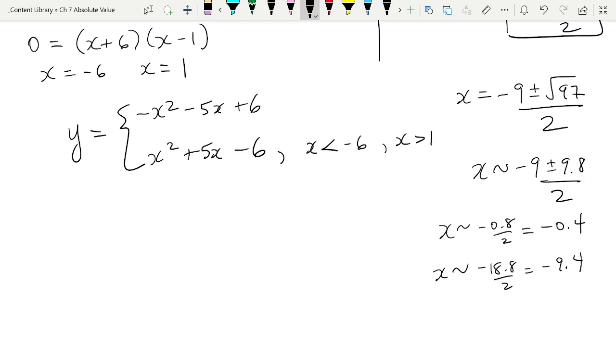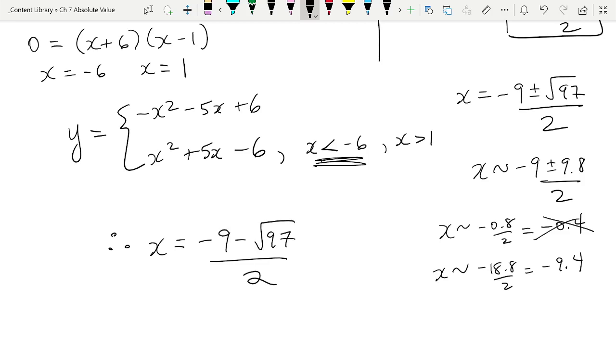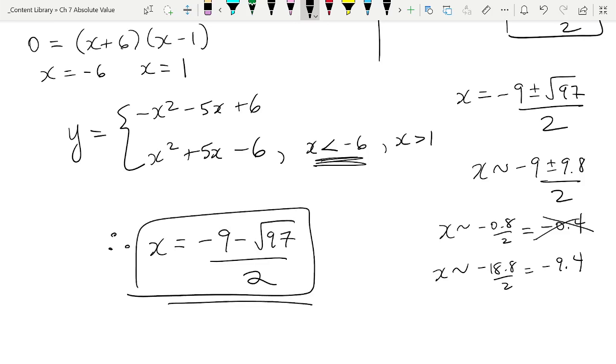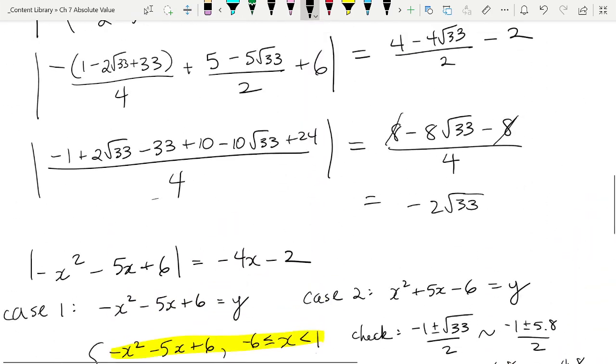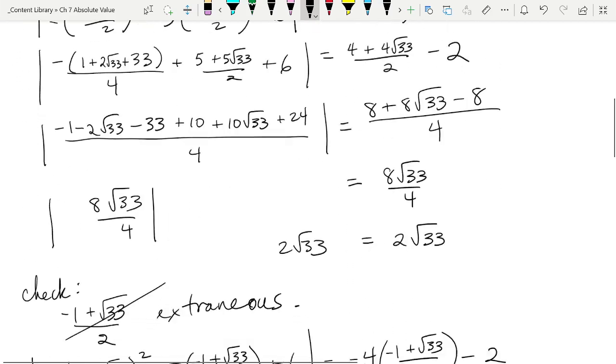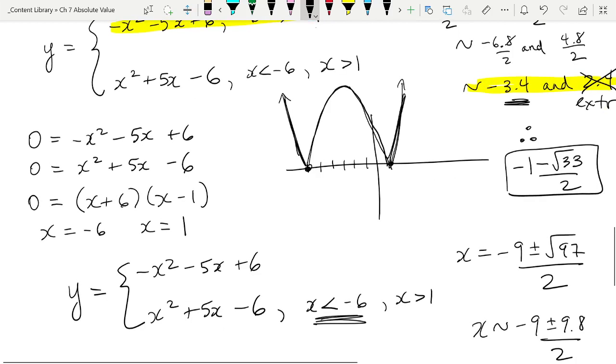Which of those is extraneous and which of them isn't? Well, negative 0.4 is not smaller than negative 6, nor is it bigger than 1. So it's out. Negative 9.4 is smaller than negative 6. Therefore, how did I get this one? I got this one by minusing. x equals negative 9 minus square root of 97 over 2 is the answer. So the two answers are this one, and where did I write it? Didn't I put it in a box somewhere? Oh, and there it is, and this one.